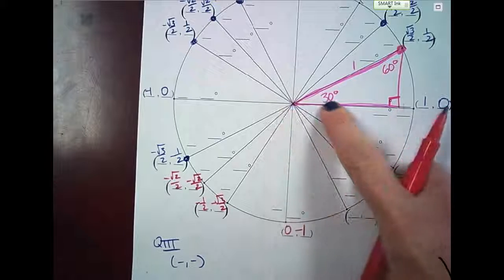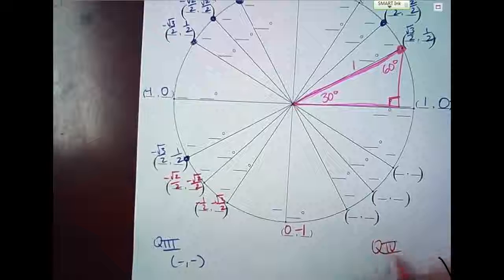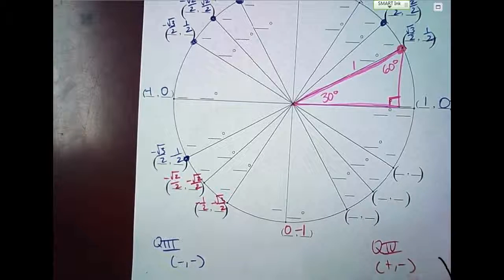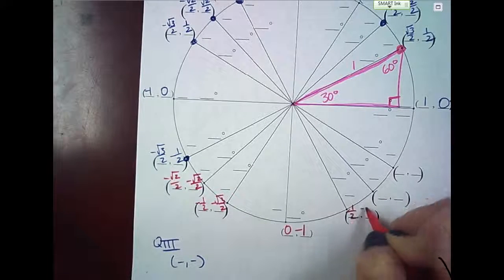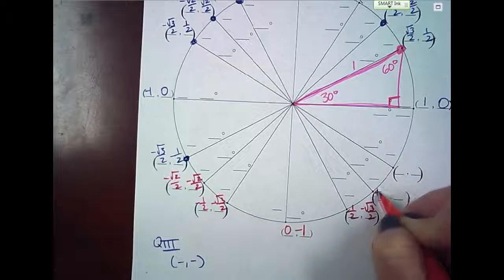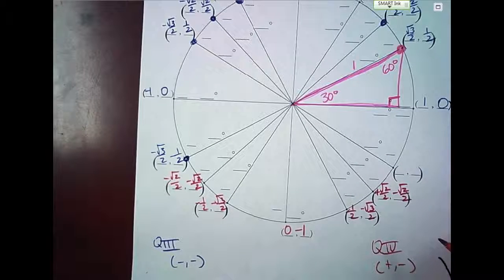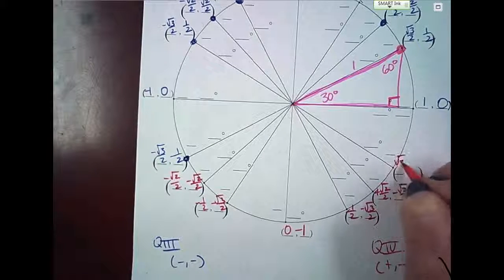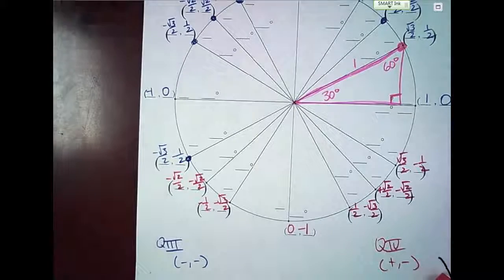Okay, try again. We're going to do short, long. This is quadrant 4 with positive, negative. What's this point, guys? 1/2, negative root 3 over 2. Positive root 2 over 2, negative root 2 over 2. And then root 3 over 2, negative 1/2. Okay, you filled it in. You know every single point now on the circle.